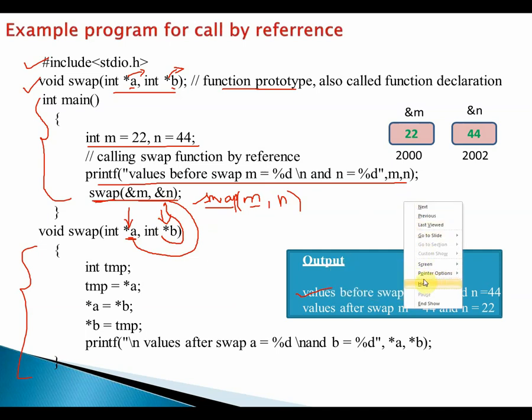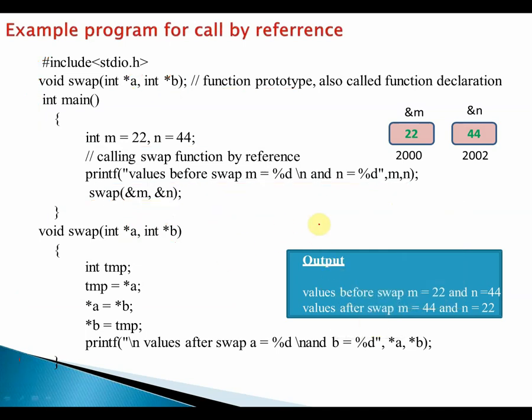What I mean by that is, I will clear all the ink so that it is clear and easy to understand. Suppose we have two variables, as I have mentioned in this example, 22 and 44, which are basically m and n, having values of 22 and 44, and suppose they have memory addresses of 2000 and 2002.